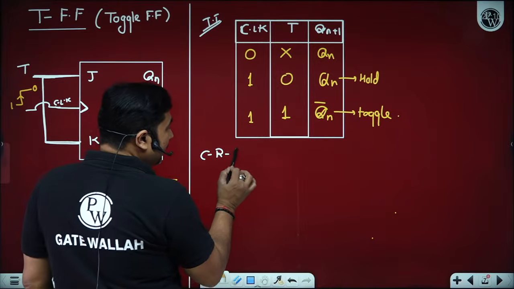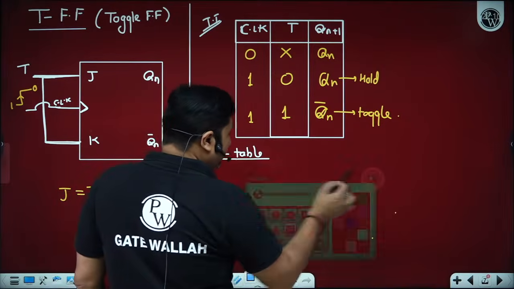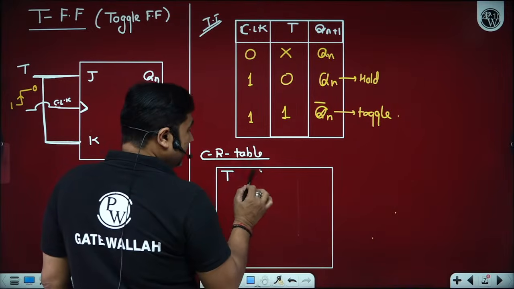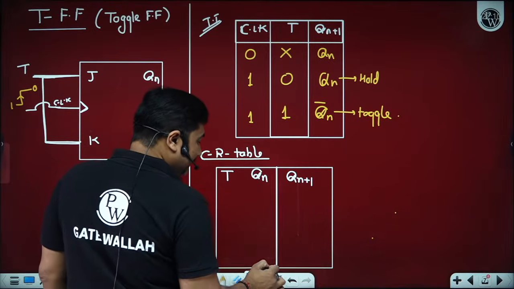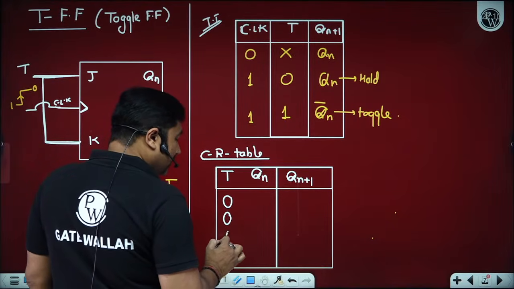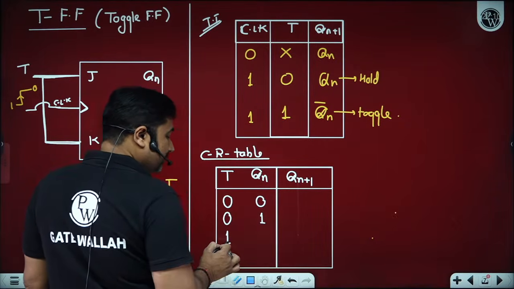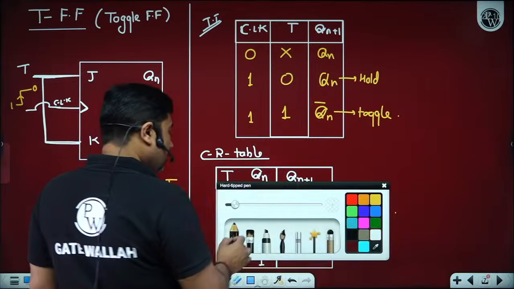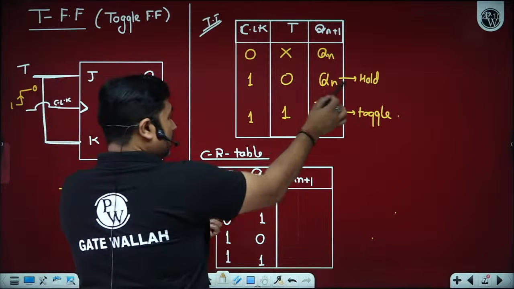Now let's talk about the characteristic table of the T flip-flop. In a T flip-flop, based upon the present input T and the present state Qn, we can comment on the next state Qn plus 1. The present input T may be 0 or 1. Present input 0, present state may be 0 or 1. Present input 1, present state may be 0 or 1. Is it okay? Yes, sir. Now, please observe, beta ji. In case T is 0, what happens? T is 0 means hold.